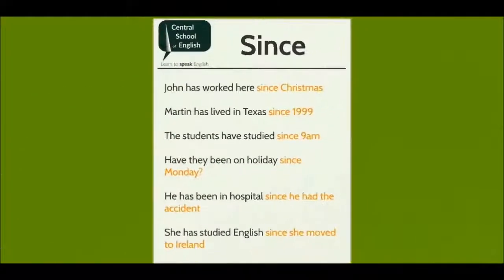Here are some examples of present perfect sentences using the time expression since. John has worked here since Christmas. Martin has lived in Texas since 1999. The students have studied since 9 a.m. Have they been on holiday since Monday? He has been in hospital since he had the accident. She has studied English since she moved to Ireland.